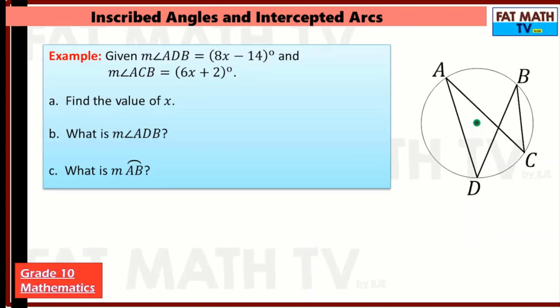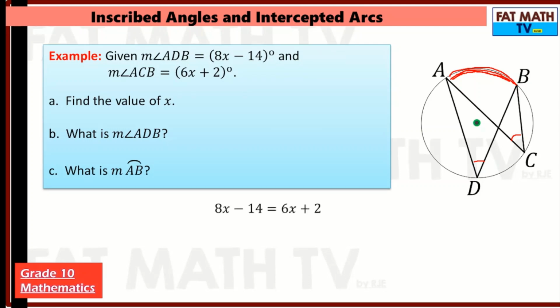Okay, let's have an example. Given the measure of angle ADB is 8x minus 14, ADB is this one, and angle ACB is 6x plus 2. As you can see here, these two angles intercept the same arc AB. So as the previous theorem states, these two angles must be congruent. So their measures are equal.